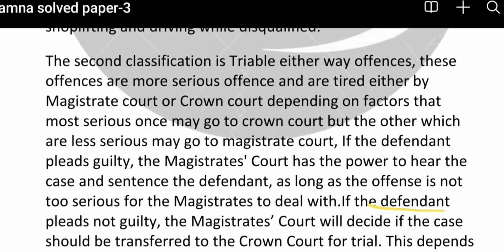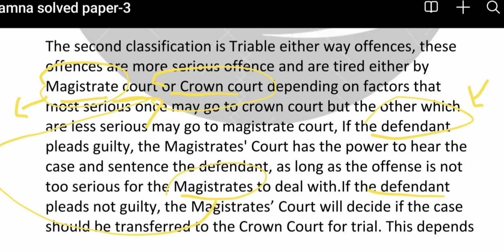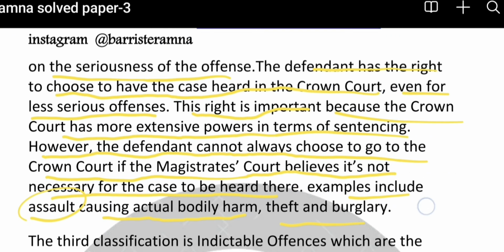After telling about the seriousness of the crime, you have to mention the courts, like the magistrate court and the crown court, and you have to also mention that magistrate courts deal with less serious offenses whereas the crown court deals with more serious offenses. Okay, if the defendant is guilty, then the magistrate can impose a sentence on the defendant as long as the offense is not too serious. But if the offense is really serious, then the magistrate court will transfer that case to the crown court in order to give the defendant a more serious imprisonment or a more serious fine, because the crown court has more power of giving imprisonment as compared to the magistrate. Okay, so you have to add all the detail like that.